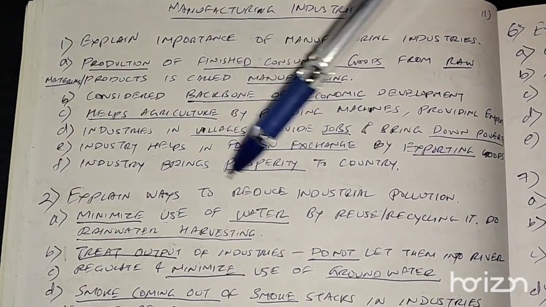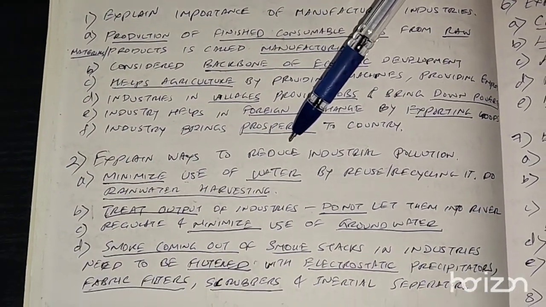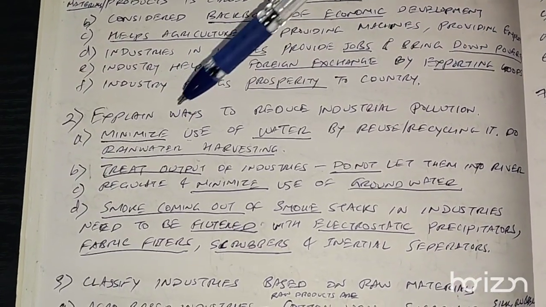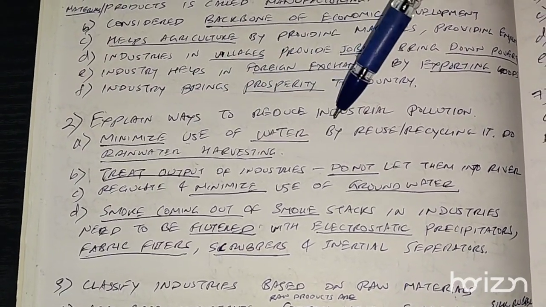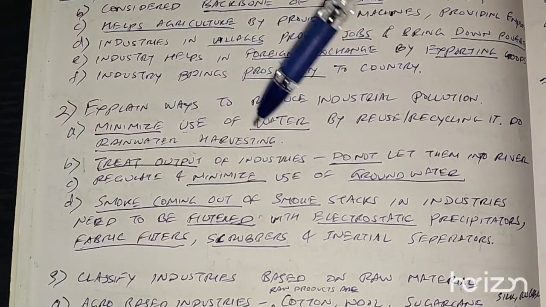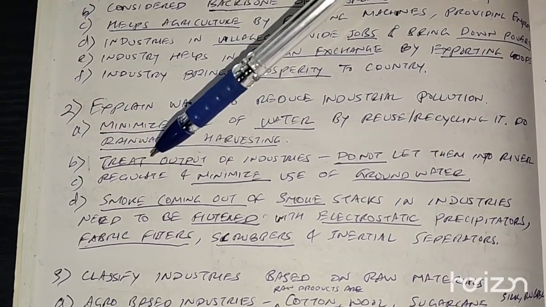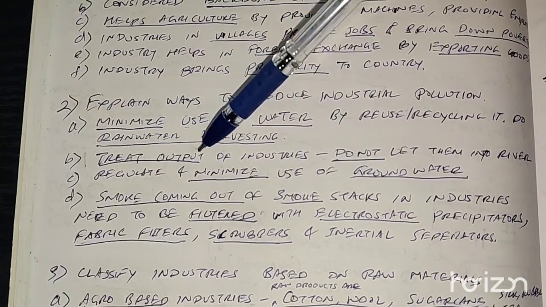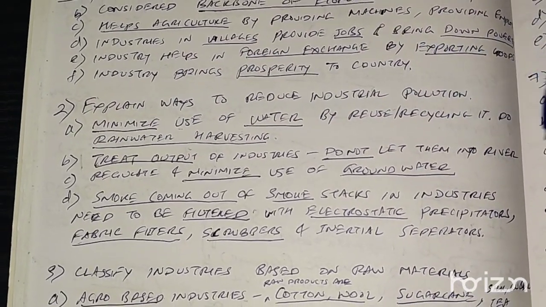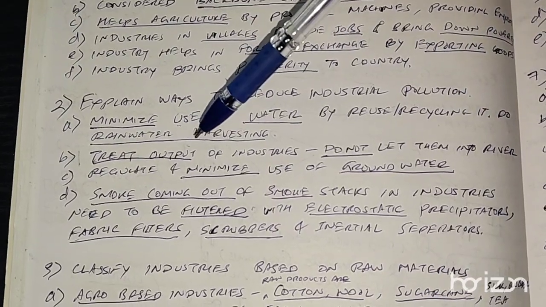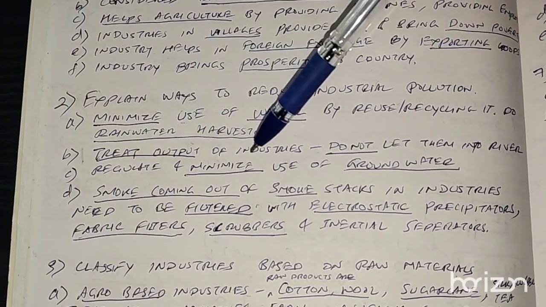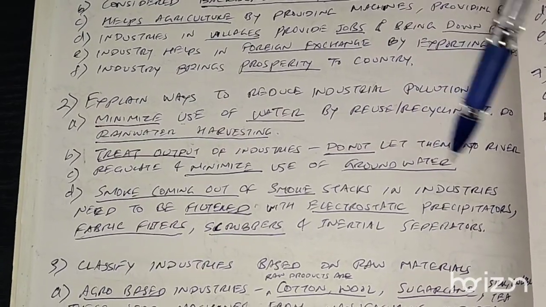Next question: explain ways to reduce industrial pollution. First one, minimize the utilization of water by reusing and recycling water and do rainwater harvesting. Then second one, treat the output of industries. Do not let them into the river directly because they are toxic and they should not be released directly. Regulate and minimize use of groundwater.